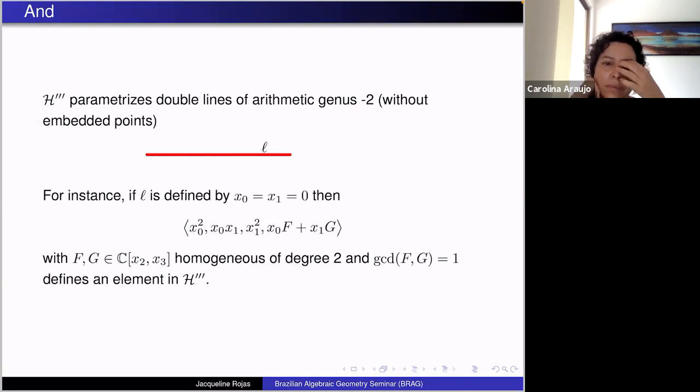For instance, if you take the line L defined by the equation x0, x1 equals 0, then you take the ideal generated by the square of the line and the linear form x0 F plus x1 G, with F and G homogeneous of degree through modulo the equation of the line with GCD equal 1. This is one element in this component.